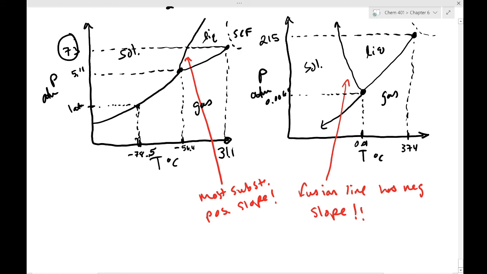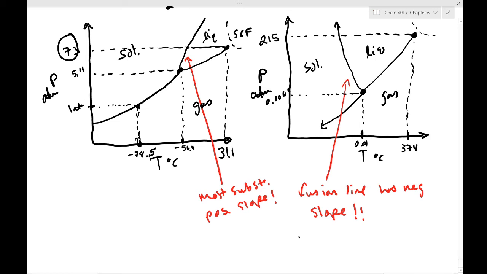Let's think about what this means. As we increase the pressure, as we go up on the pressure scale, most substances tend to form more and more solid phase. So the solid phase becomes more and more stable as the pressure increases. This has to do with the fact that the solid phase is usually more dense than the liquid phase in most substances.